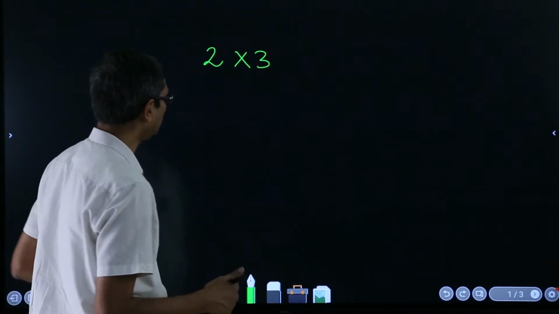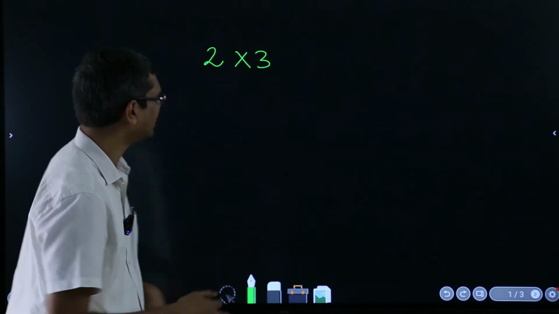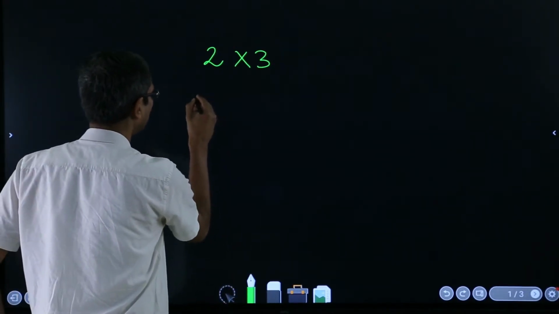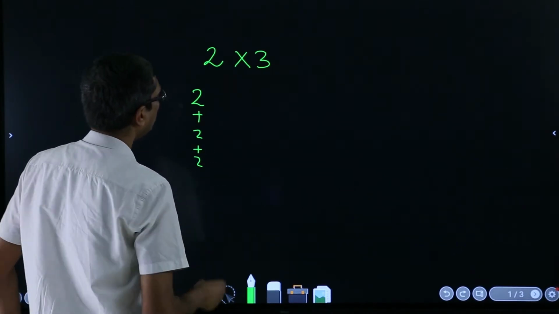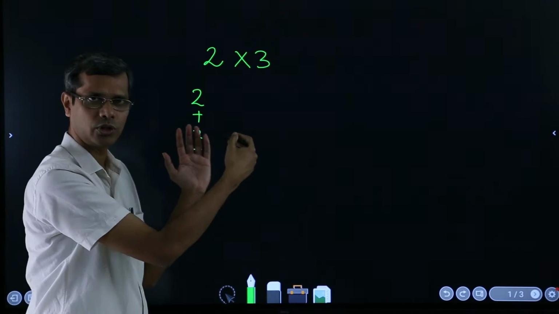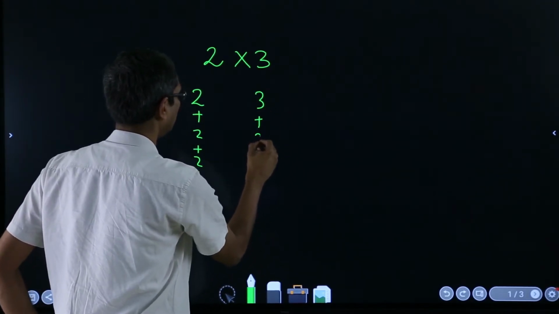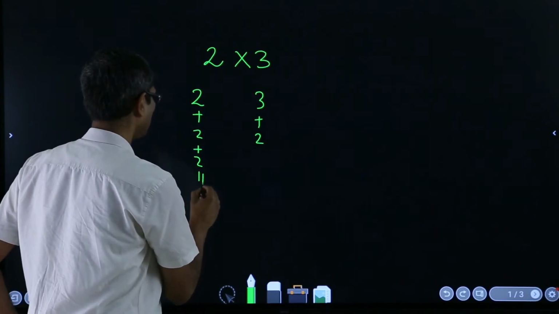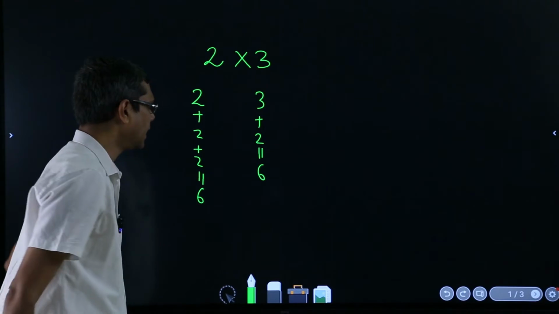Now how do you do that? Multiplication means repetitive addition, right? So you can think that you are adding 2 plus 2 plus 2, so 2 you are adding 3 times, or you can think that 3 you are adding 2 times. So this also you will get a 6, this also you will get a 6.